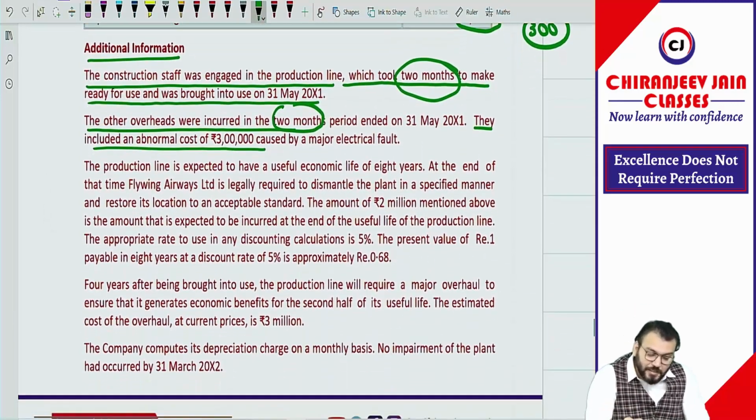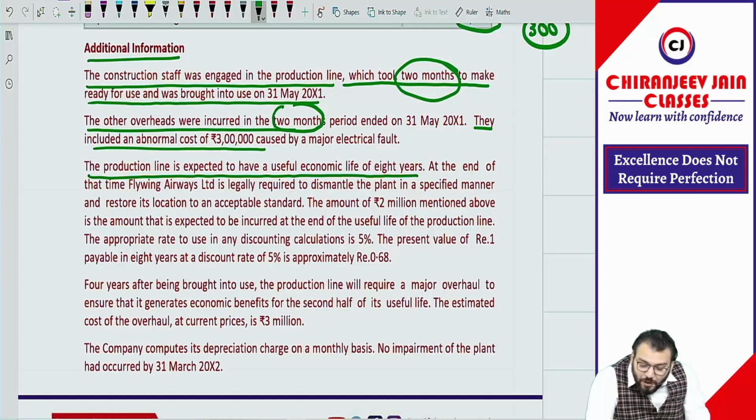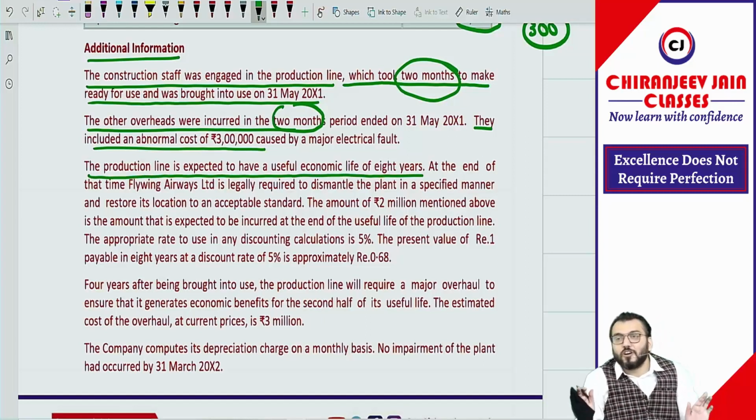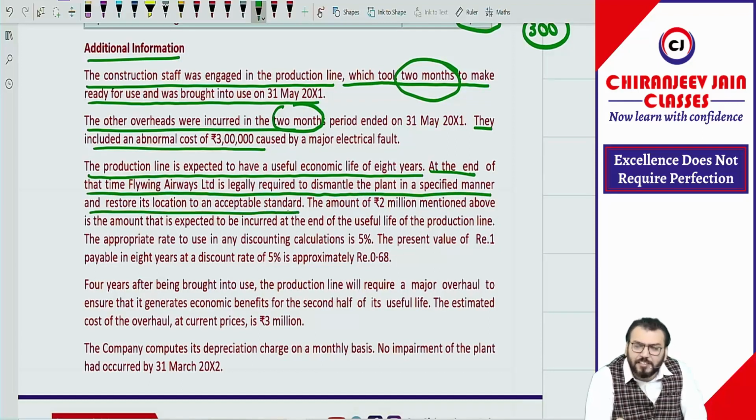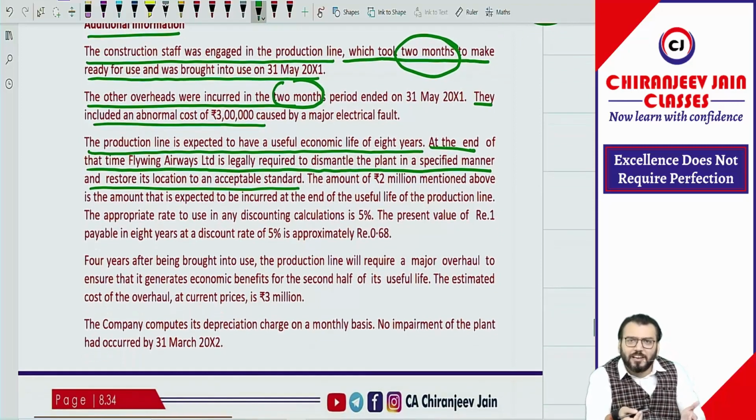The production line is expected to have a useful economic life of 8 years. Whenever nothing is given, economic life and useful life are taken as the same. At the end of that time, Flywings Airways Limited is legally required to dismantle the plant in a specified manner and restore its location to an acceptable standard. Even though not given, we will consider this only.